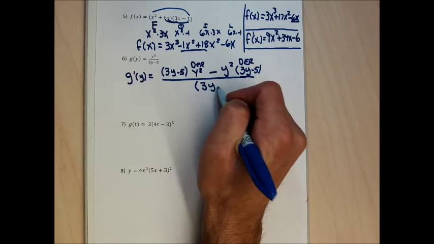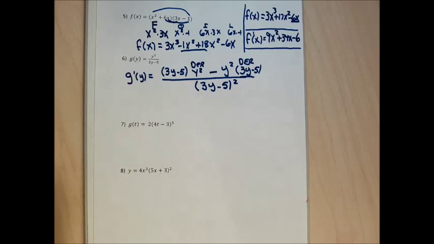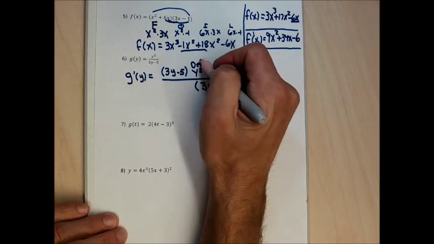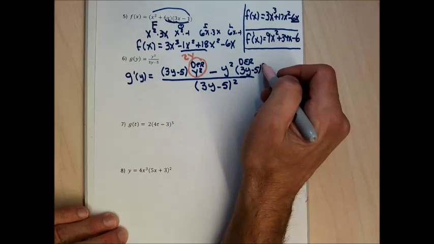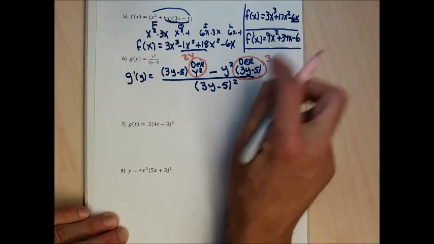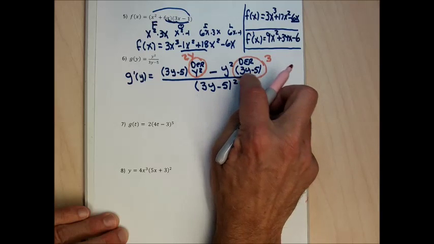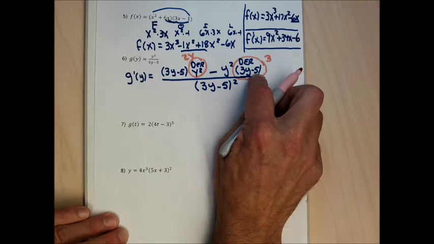So this is a template for using the quotient rule. I'm going to have to take two derivatives. They're easy derivatives. The derivative of y squared is going to be 2y, and the derivative of 3y minus 5 is just going to be 3, because the first term is a first power term. The derivative of a first power term is its coefficient. The second term doesn't have a letter. The derivative of terms without letters are 0.